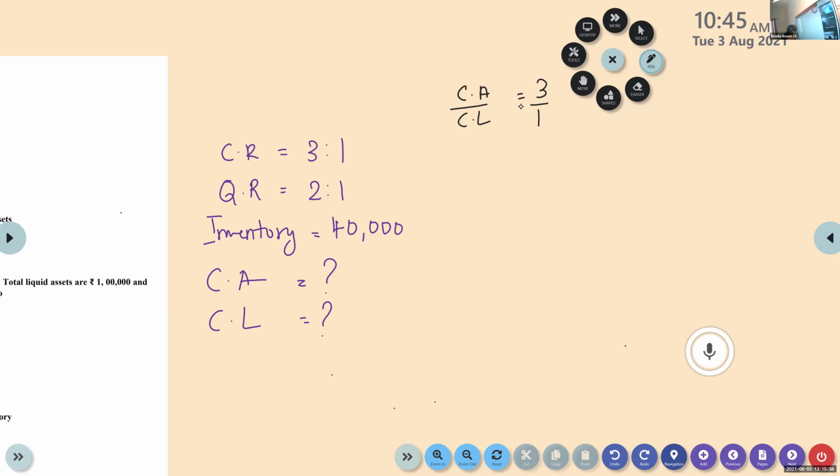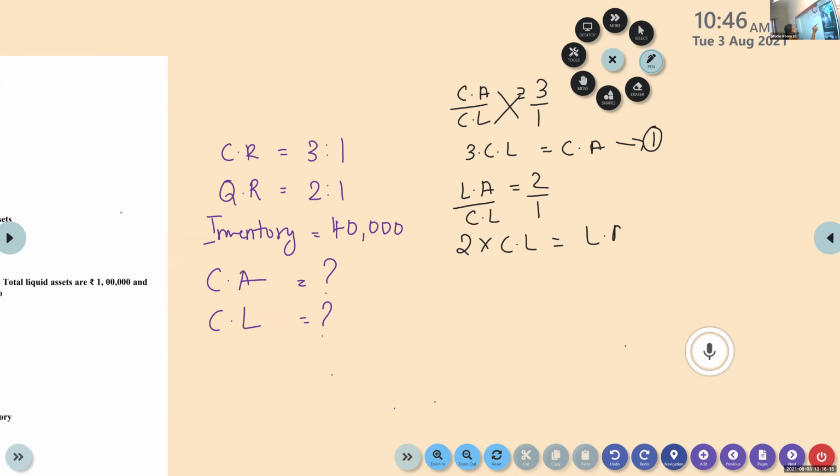Please do it, others. Current asset by current liability is equal to 3 by 1. Okay, so we are going to form the equation. Cross multiply, 3 current liability is equal to current assets. This is equation number 1. Now coming to the next one, quick ratio. Quick ratio is equal to liquid assets divided by current liability. And how much is that? Is equal to 2 by 1. Again, you get 2 into CL is equal to LA. Am I right? Okay, that is done.